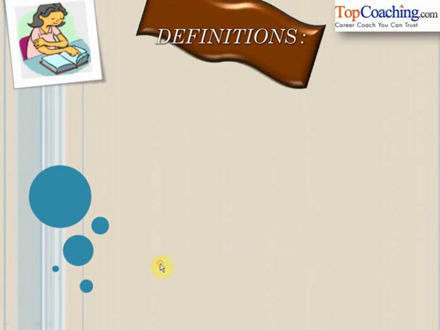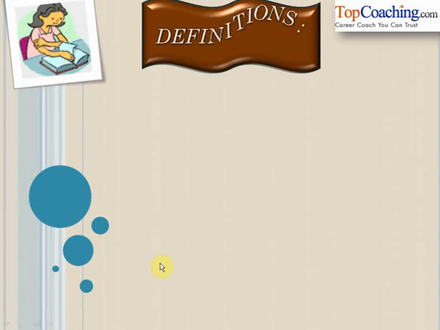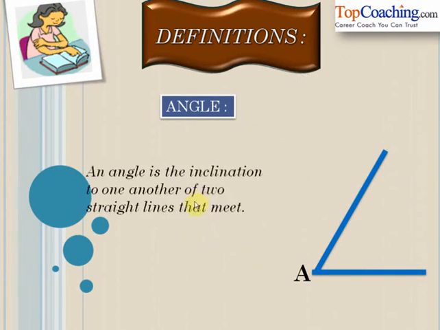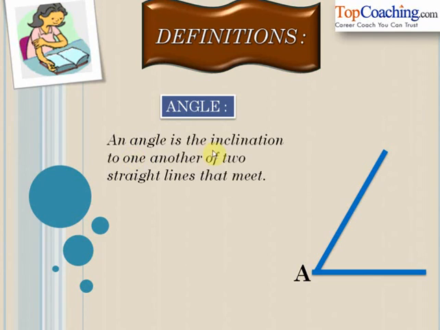Now, before we go into Euclid's axioms and postulates, it's important for us to look at some of the important definitions. I know that you know all these definitions, but it's important for us to revise such definitions once again. Clearly, we know that this represents an angle, but we can say that an angle is the inclination to one another of two straight lines that meet.